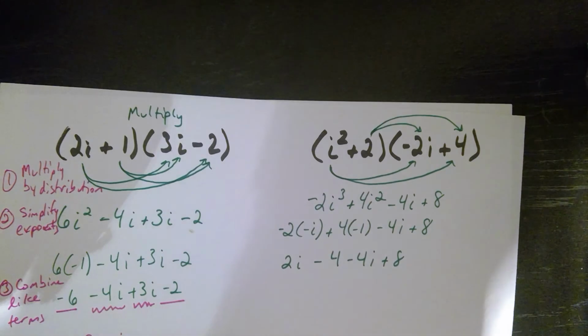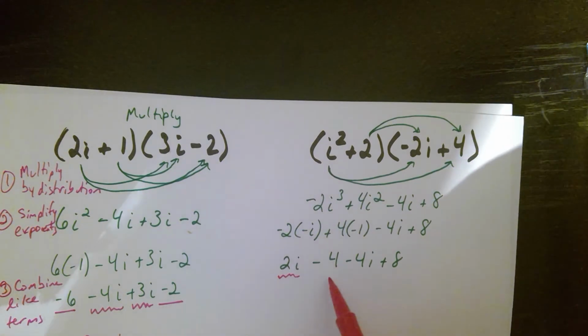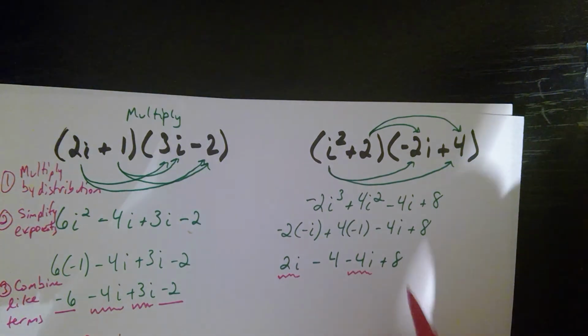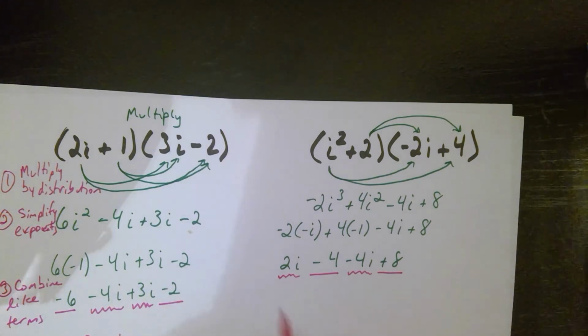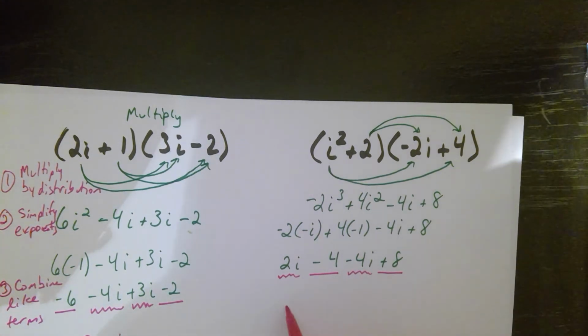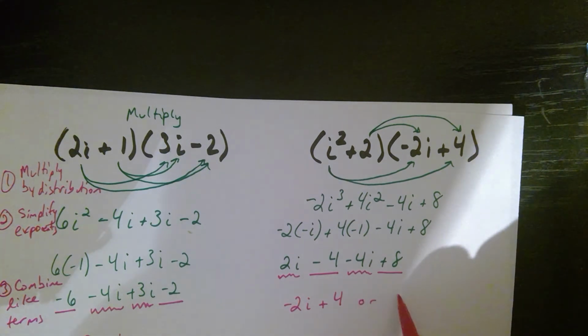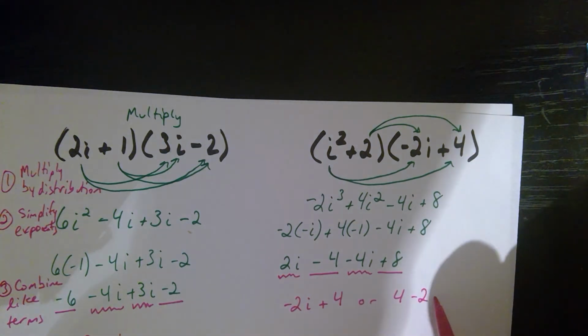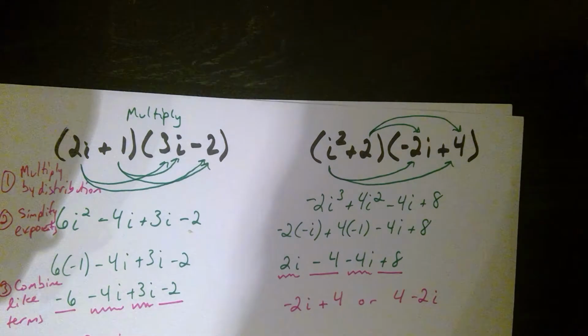So we simplified our exponents, and now we're down to combining our like terms. Okay, so here's some i's, numbers, i's, numbers. Come back here, underline our numbers. So we have 2i minus 4i gives us -2i. -4 plus 8 gives us plus 4. Now you could also write this as 4 minus 2i. Okay, that would be an equivalent expression.